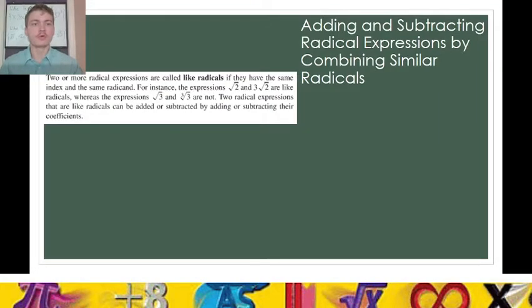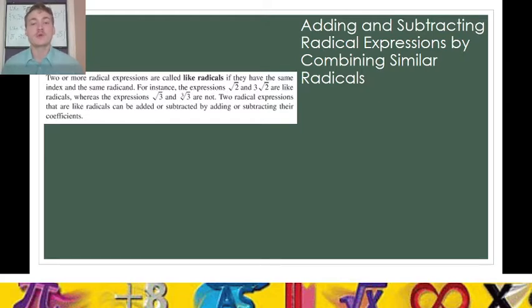Two or more radical expressions are called like radicals if they have the same index and the same radicand. For instance, the expressions square root of 2 and 3 square roots of 2 are like radicals. Think about how we're saying that. How many square roots of 2 do you have? The first expression, 1 square root of 2. The second, 3 square roots of 2. Thus, if you were to combine using addition, how many square roots of 2 do we have? We have a sum or a total of 4 square roots of 2.